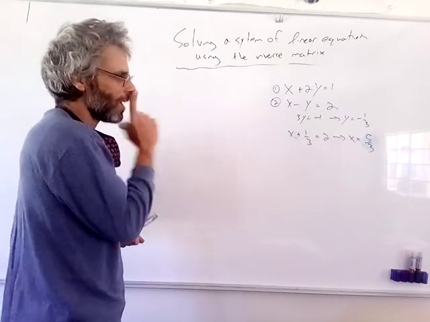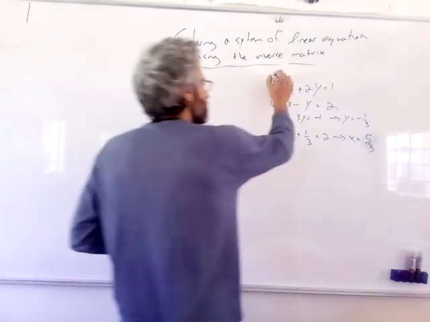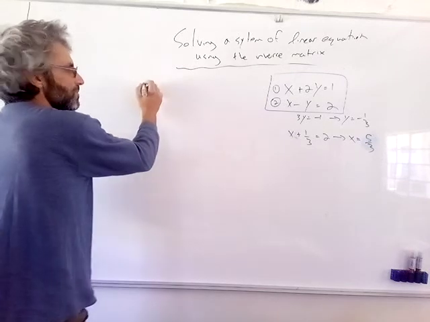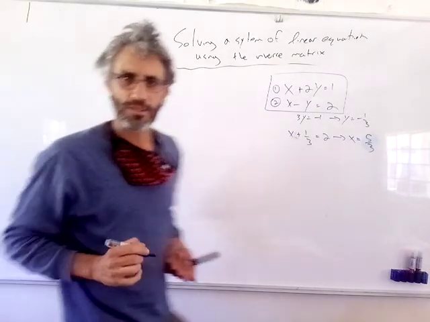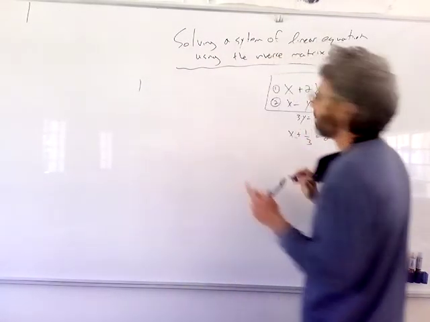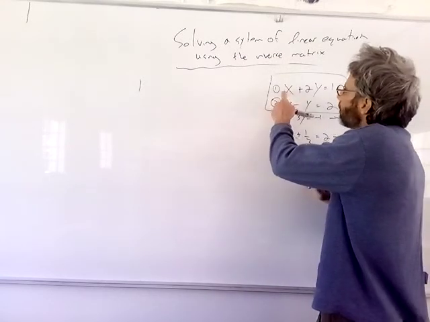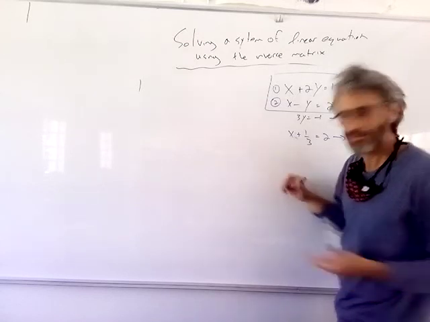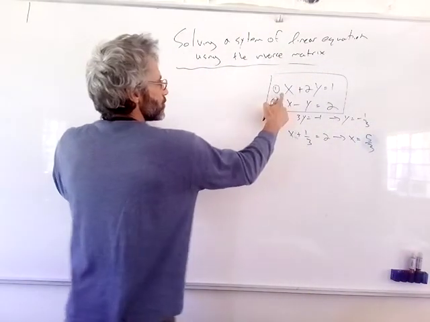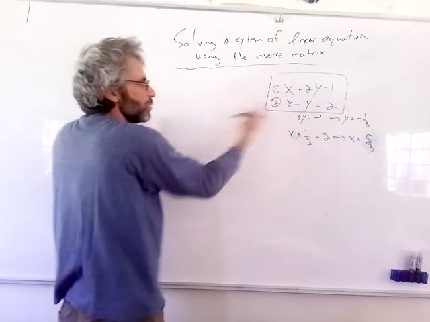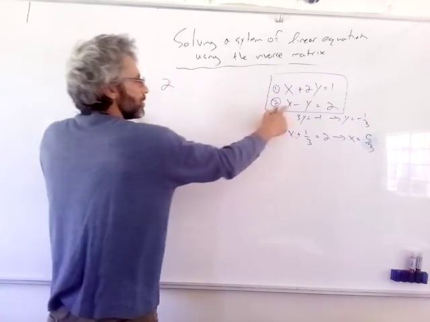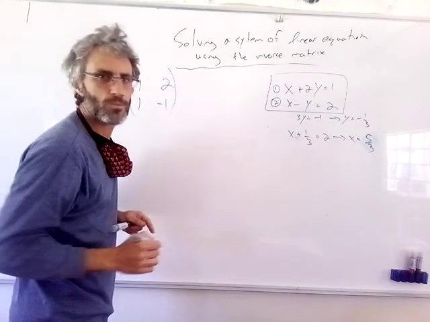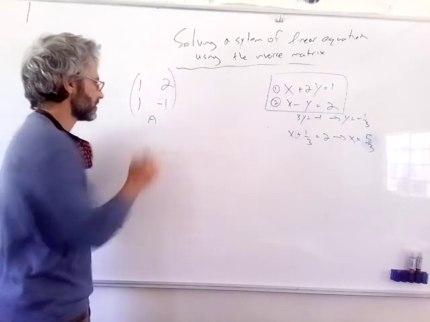Now, I want to show you something. This is the system of linear equations. Look at this. I'm going to write a matrix with the coefficients of the variables. So this is 1. If there's no number, that means 1, right? 2, 1, minus 1. That's just a matrix. We'll call it matrix A.